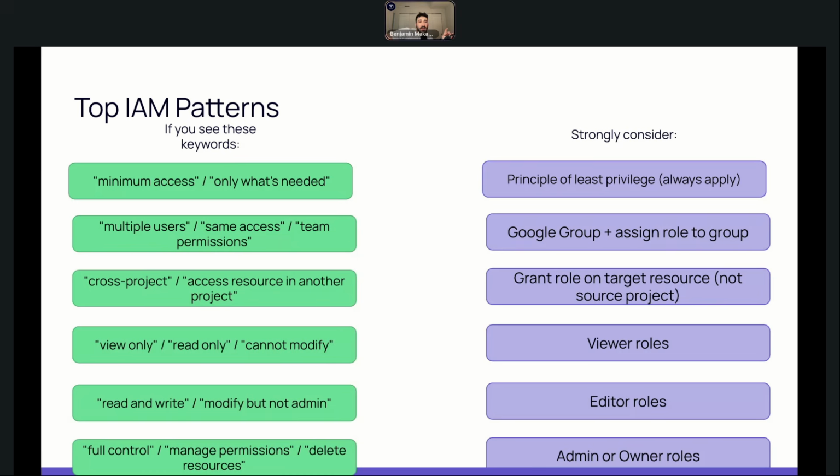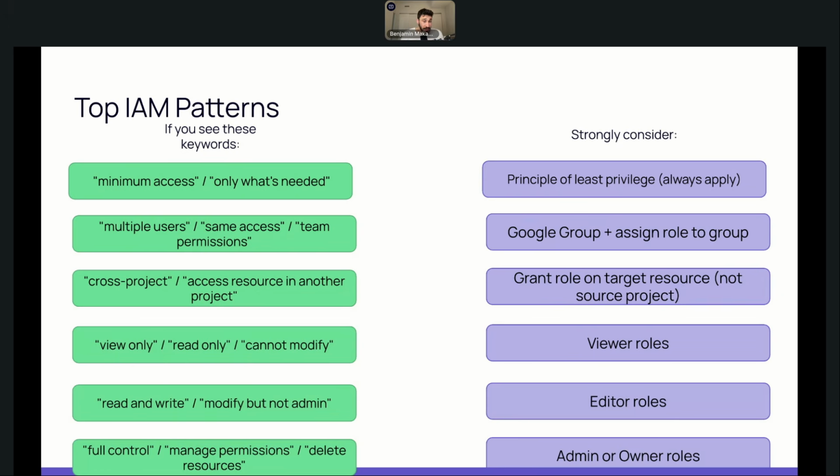If you have a question mentioning multiple users or giving them the same access or team permissions, you should consider Google Groups or assigning a role to a group if the group already exists. If the question mentions cross-project permissions or accessing a resource in another project, it's probably testing whether you know that the role should be assigned on the target resource, not the source resource, which feels self-explanatory, but you'd be surprised how many people mix that up.